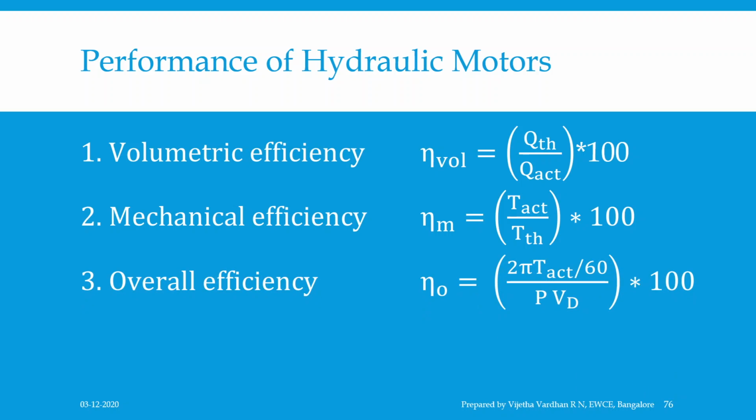Coming to overall efficiency, the overall efficiency of the motor is the ratio of actual power delivered by the motor to the actual power delivered to the motor, and mathematically it can be calculated by the formula 2 pi into actual torque, divided by 60 to convert it into per second, divided by P into Vd, into 100 to convert it into percentage efficiency. Alternatively, volumetric efficiency into mechanical efficiency is another formula to calculate the overall efficiency.